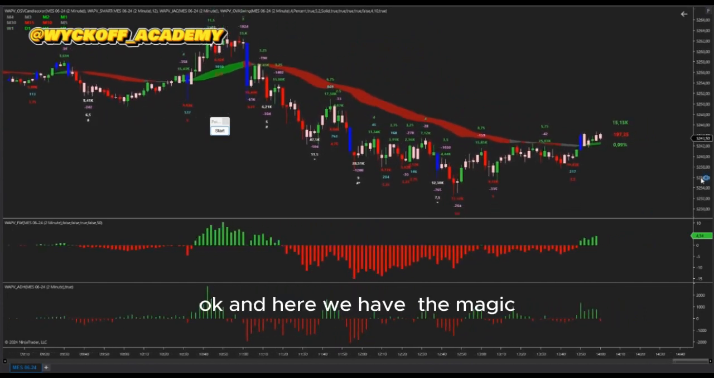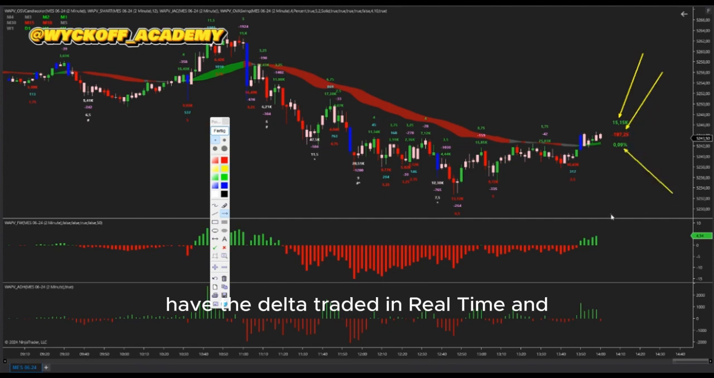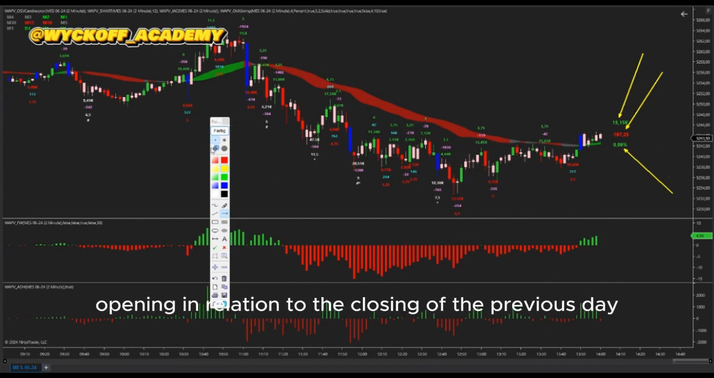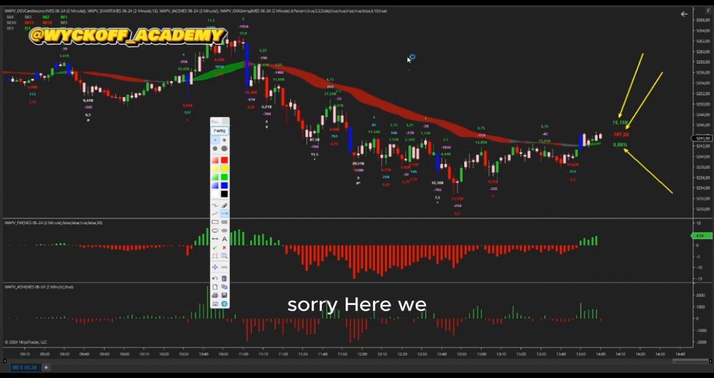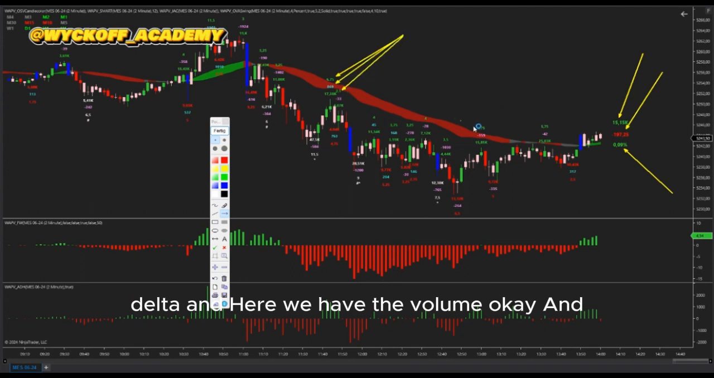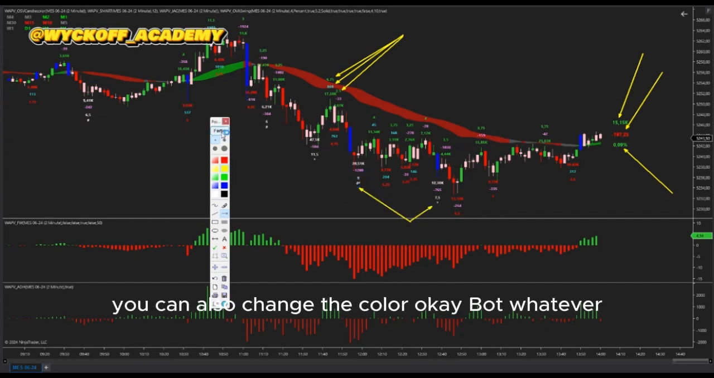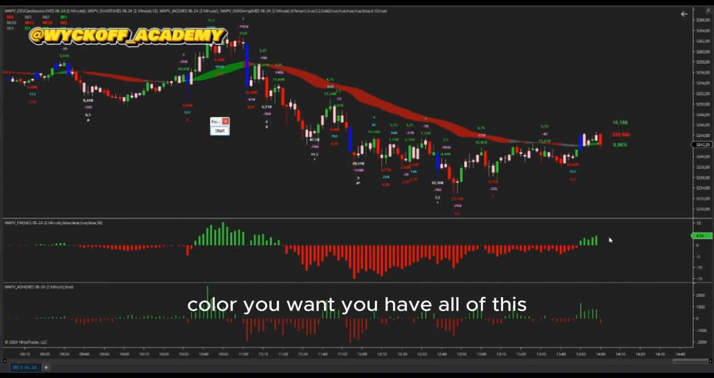Okay, and here we have the magic happening on your chart. What do we have here? We have volume, we have the delta traded in real time, and we have the percentage variation at this moment in relation to the opening, in relation to the closing of the previous day. Sorry, here we have the amount of points, here we have the delta, and here we have the volume. Okay, and here we have our algo trades in white, and remember that you can also change the color. Whatever color you want, you have all of this.